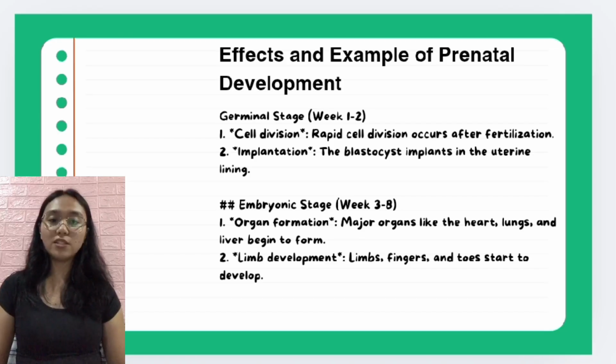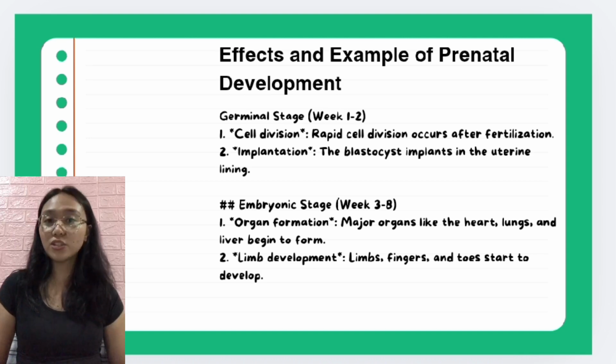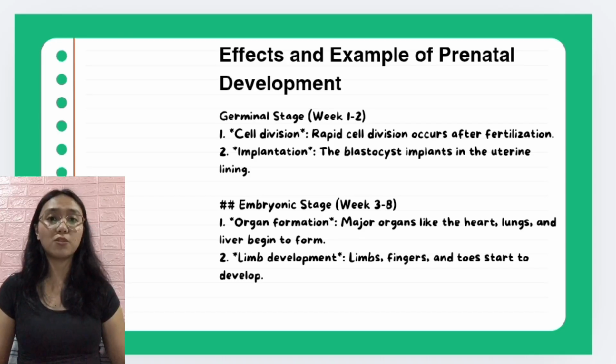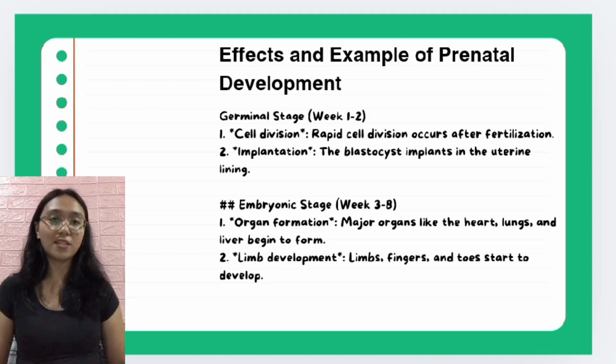Organogenesis, or organ formation. The heart, lungs, liver, kidneys, and digestive system begin forming. The neural tube, which later develops into the brain and spinal cord, closes by week 4. Limb development: arms, legs, fingers, and toes start to appear. Circulatory system: the heart begins to beat around week 6, pumping blood through the developing body.